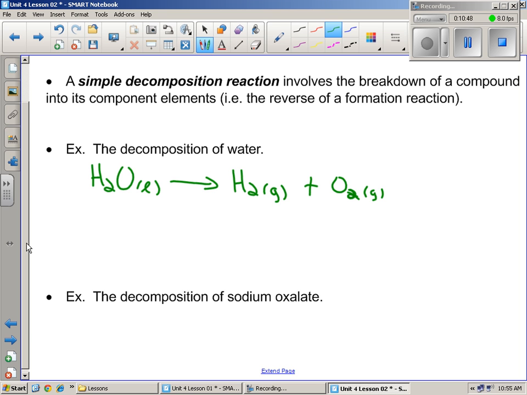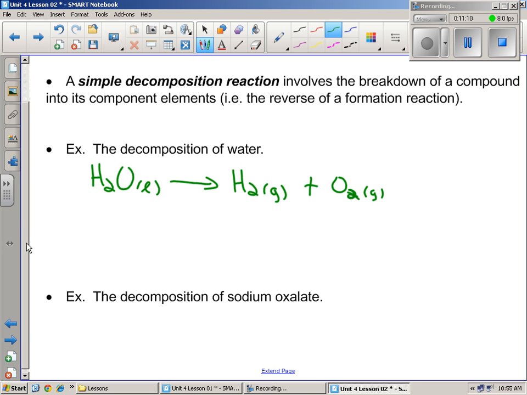Simple decomposition. Exactly the same as the formation one we did, just opposite, right? We're breaking it apart now. Don't show me a formation reaction and write the arrow backwards. I don't know what that means. I've never seen that before. Well, I have. It's marked wrong. That's what it is. I'll save you the trouble.